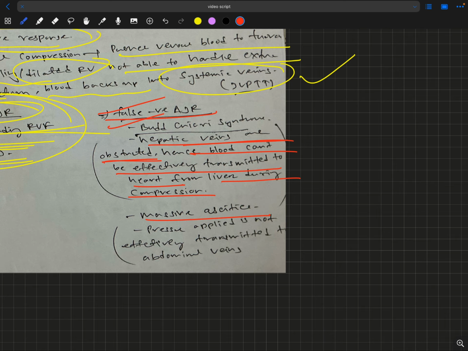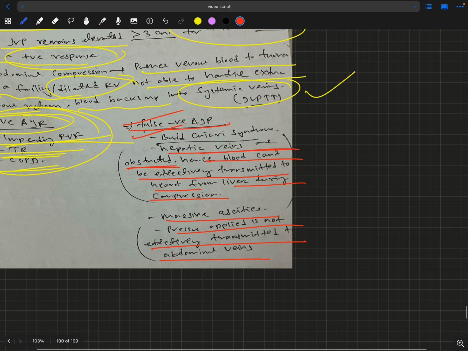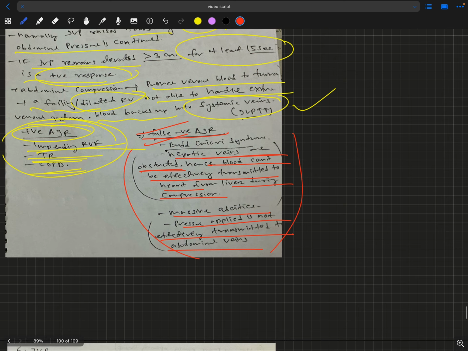Massive ascites is another cause of false negative abdominal jugular reflex, because the pressure applied is not effectively transmitted to the abdominal veins. In massive ascites, the pressure is not effectively transmitted in the abdominal veins, so it is not carried towards the heart, and we cannot see the positive abdominal jugular reflex. So these are the two conditions where you see a false negative abdominal jugular reflex: one is Budd-Chiari syndrome, one is massive ascites.